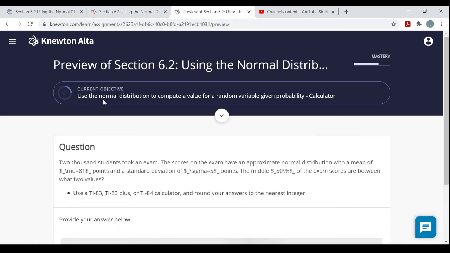All right, so this is very similar. I'll just read this one aloud. You can draw a picture if you want. It never hurts to draw a picture of those bell curves when you're dealing with normal distributions. So 2,000 students took an exam. The scores on the exam have a normal distribution, or approximately close to normal, so we can draw a bell curve with a mean of 81 points and a standard deviation of 5 points. The middle 50% of the exam scores are between what two values?